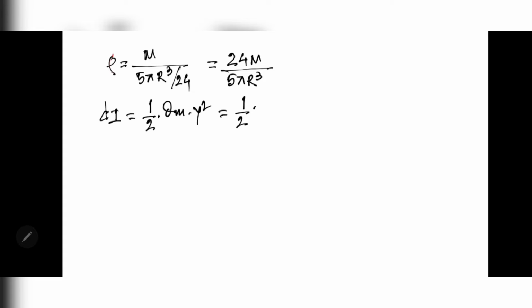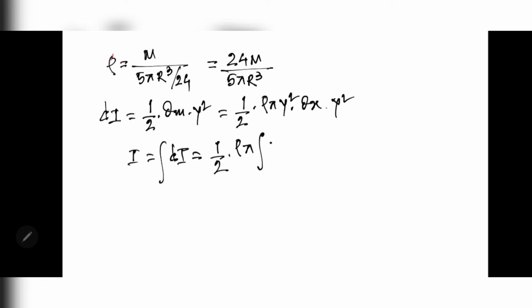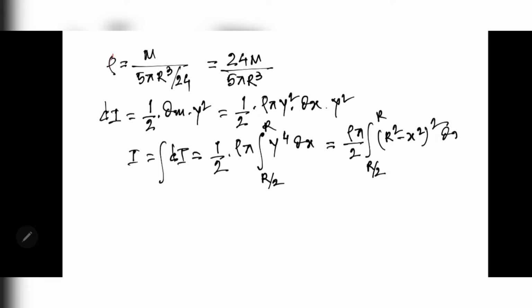Value of dm ছিল rho pi y square into dx. So I equals integration of dI, that is half rho into pi into integration of y to the power 4 dx, limit is r/2 to r. Now we know that y square equals r square minus x square. So by this we get r square minus x square whole square dx.